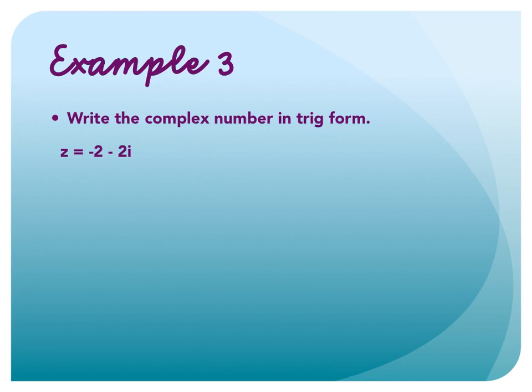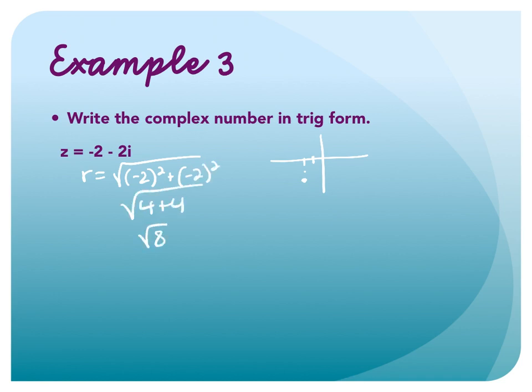Example 3 says write the complex number in trig form, and my complex number is -2 minus 2i. So I'm going to move left 2 and down 2. That tells me it's going to be in the third quadrant. My r is the square root of -2 squared plus -2 squared, square root of 4 plus 4, which is the square root of 8, simplifies to 2 root 2.